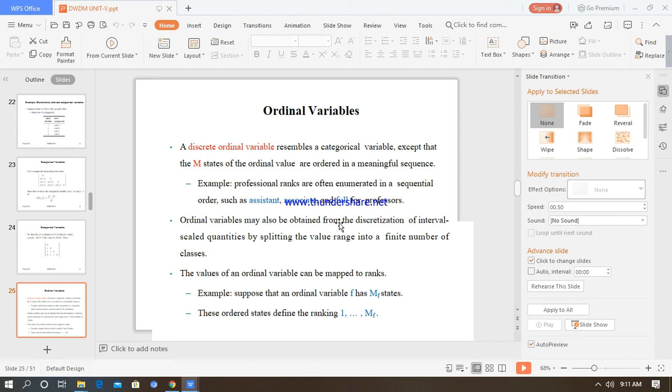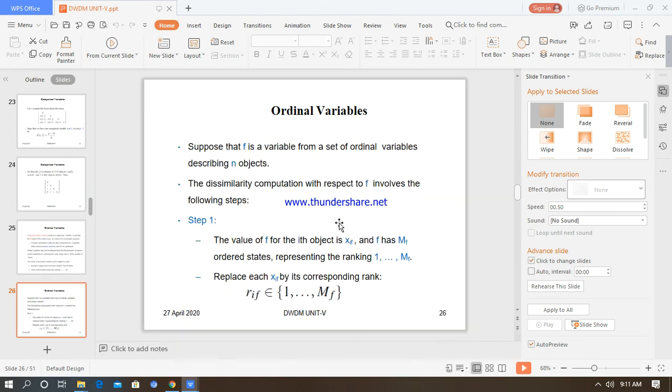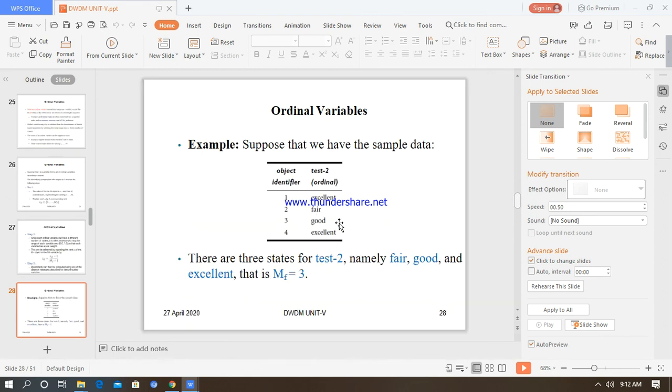Suppose that ordinal variable f has Mf states. The ordered states can be defined by ranking from 1 to Mf. We have the formulas and the list of steps also. We'll see with an example. Suppose that we have sample data, and there are 4 objects with 3 values: fair, good, excellent. So Mf will be 3.